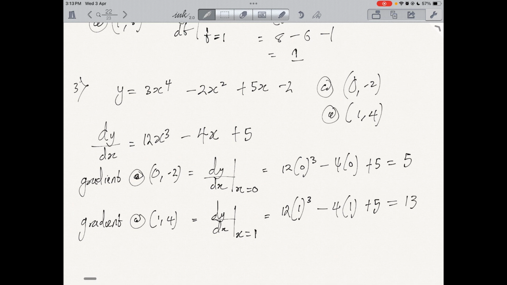So the whole essence of evaluating gradient can be done by first evaluating dy/dx and therefore making substitution at that value of x.